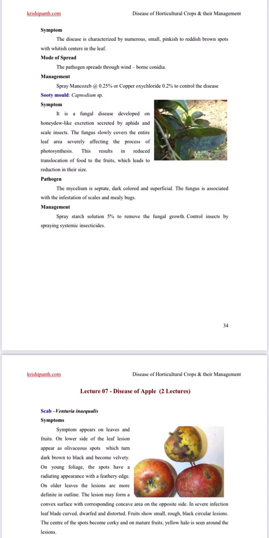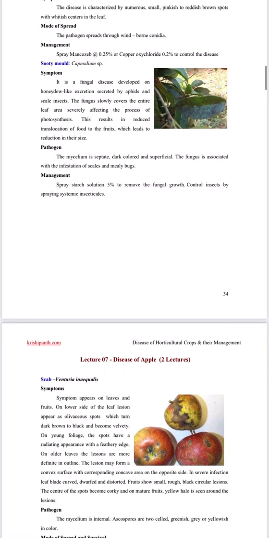The next disease is sooty mold. The causal organism is Capnodium species. Symptom: it is a fungal disease developed on honeydew-like excretion secreted by aphids. That means this disease occurs through insects and scale insects. The fungus slowly covers the entire leaf area, severely affecting the process of photosynthesis. This results in reduced translocation of food to the fruits, which leads to reduction in their size.